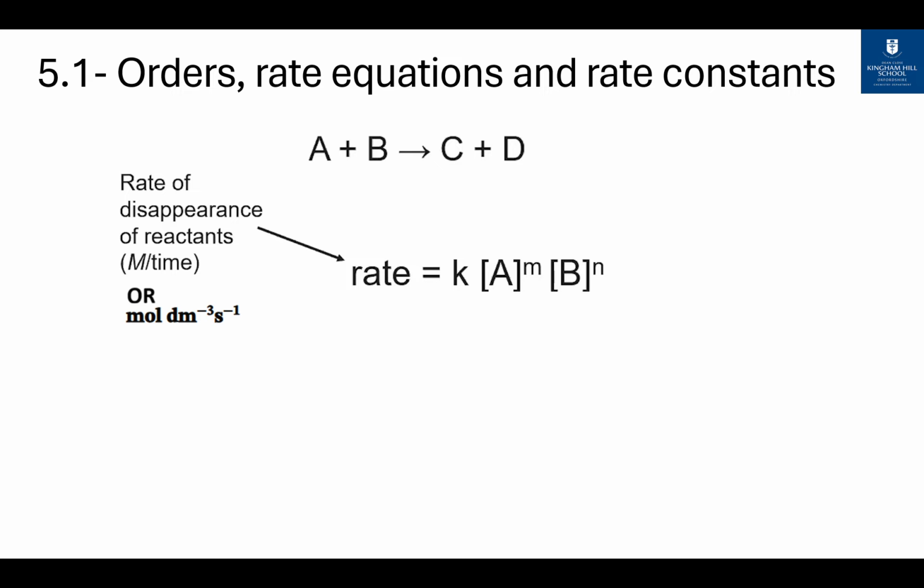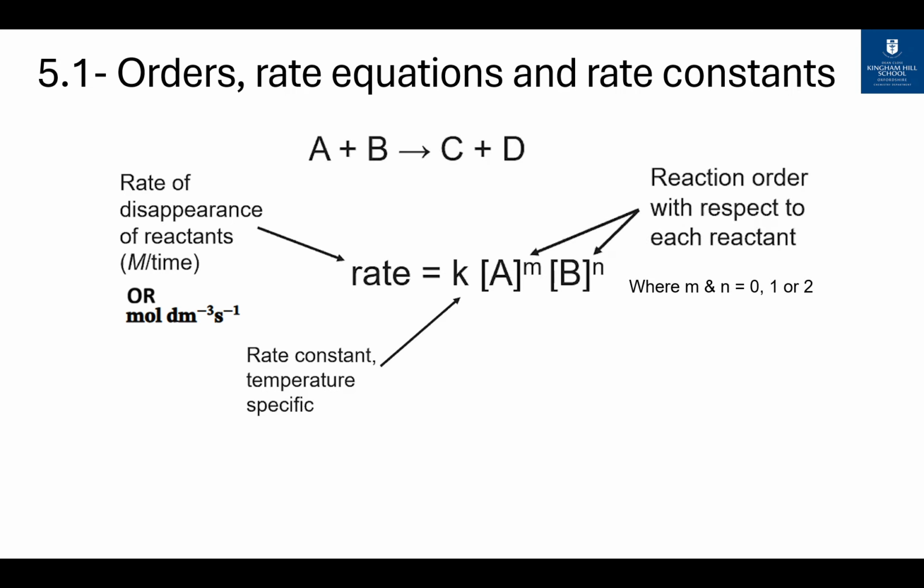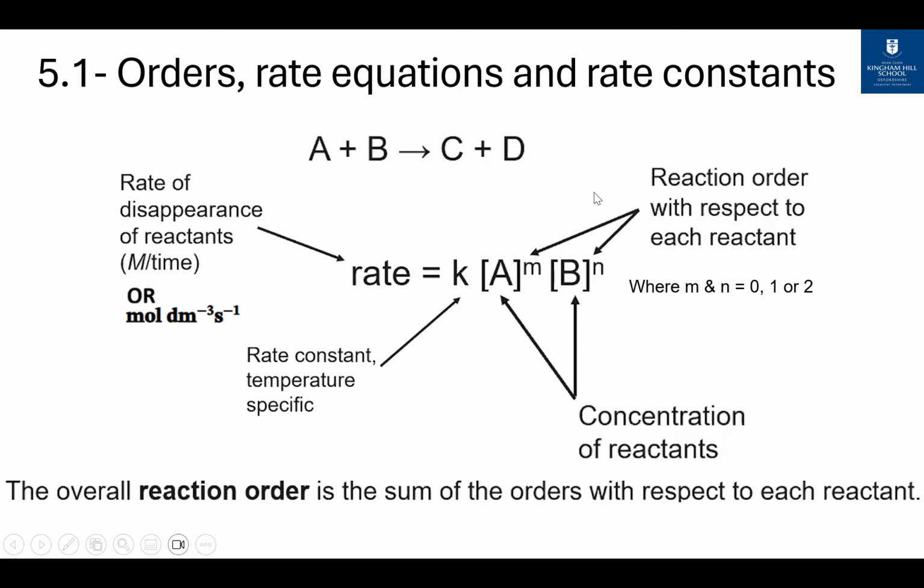Now, K is the rate constant. It is specific to this particular reaction, and it is also temperature specific. A and B are the concentrations of each of those reactants in terms of molarity, and M and N represent the order, which you can see can be 0, 1, or 2. The overall reaction order is the sum of the orders with respect to each reactant. So M plus N would lead to the overall reaction order.